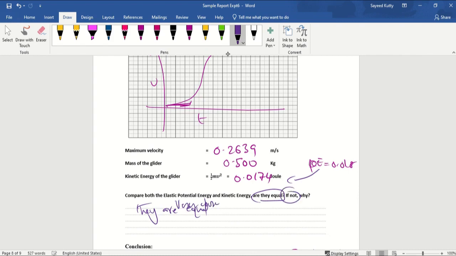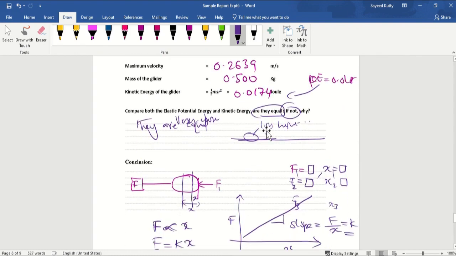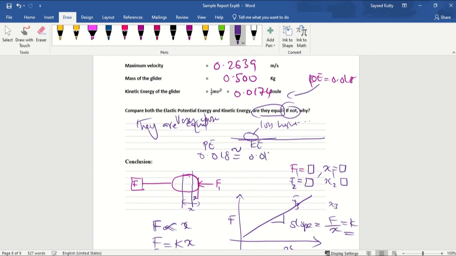And if not, why are they not equal? Because of course, when the cart rolls through the track, we hear sound. That means there is a loss of energy as heat, sound, etc. That's why it is not exactly equal, but within the limits of error, it is very close. That means we can say the potential energy 0.018 is almost equal to the kinetic energy 0.0174. So within the limit of error, we verify the law of conservation of energy.